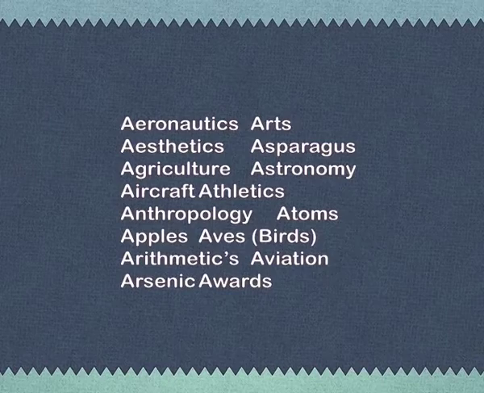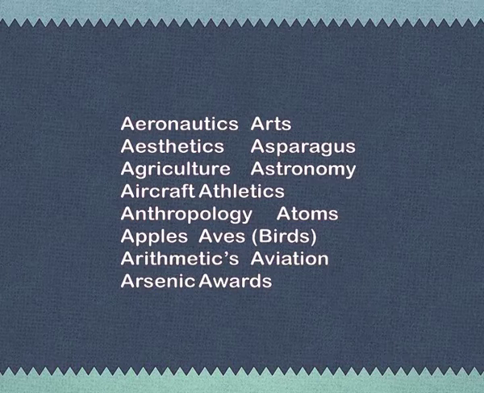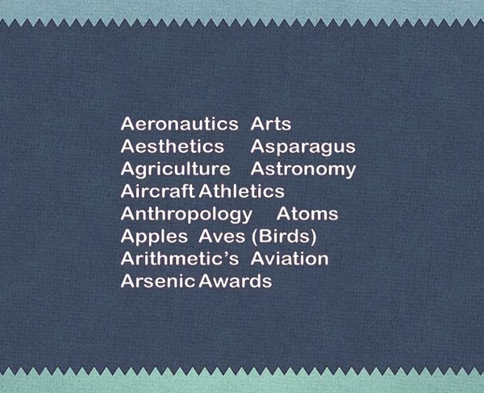The following headings serve as an example: aeronautics, aesthetics, agriculture, aircraft, anthropology, apes, apples, arithmetic, arsenic, arts, asparagus, astronomy, athletics, atoms, aviation, awards. In these headings, their alphabetical arrangement scatters the related ones.